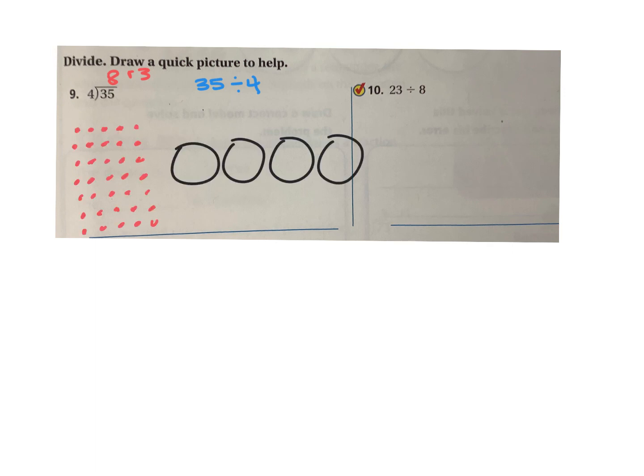So we're going to draw out our 35 and our four groups. And here I'll go to hand them out. 1, 2, 3, 4, 5, 6, 7, 8. I almost forgot somebody. 9, 10, 11, 12, 13, 14, 15, 16, 17, 18, 19, 20, 21, 22, 23, 24, 25, 26, 27, 28, 29, 30, 31, 32. And there's 3 left over. I need 4 to make them equal, so I'm just going to leave those 3 left over.